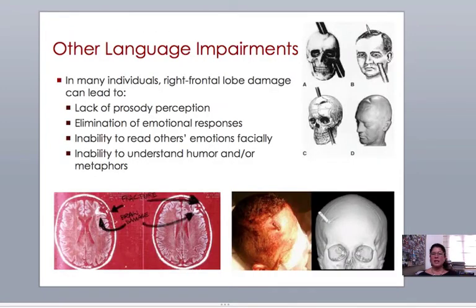Some language impairments are not related to, for example, the left hemisphere, typically. If you do have a broken Wernicke's area in your left frontal and parietal lobes, you can still have other types of language impairments caused by difficulties in right frontal lobe processing. For example, loss of prosody and perception, difficulty in identifying emotions, or not understanding humor or metaphors. So there are a lot of other things that happen in different areas of the brain that are not purely left hemisphere related.